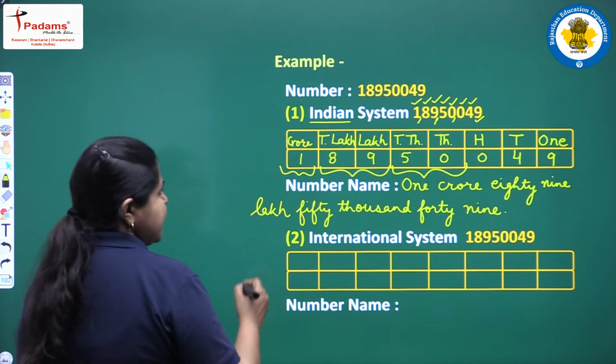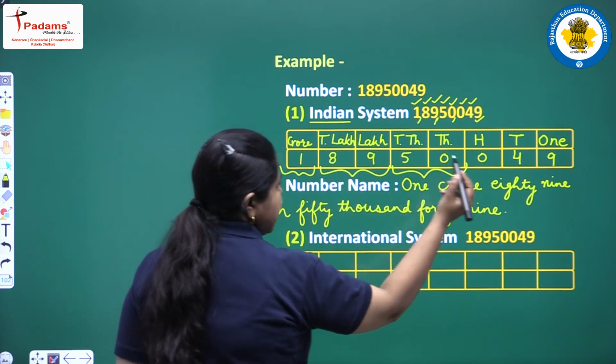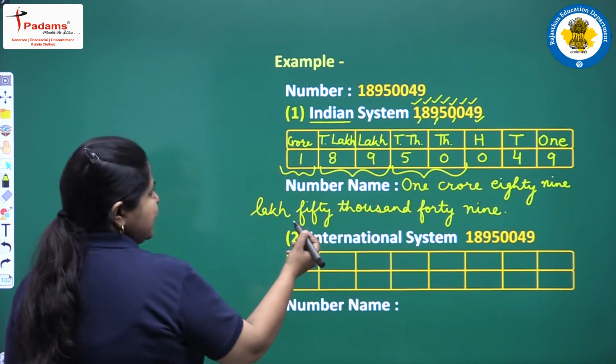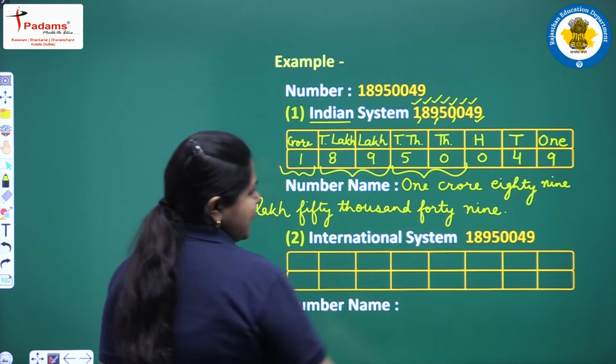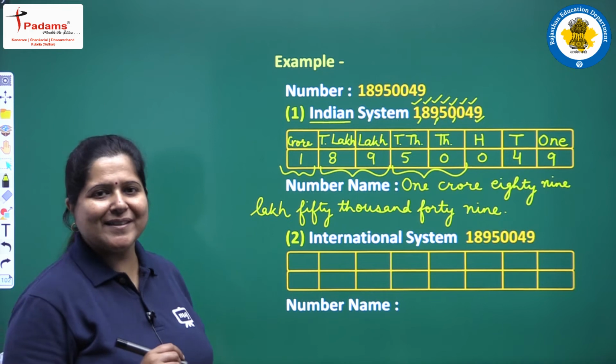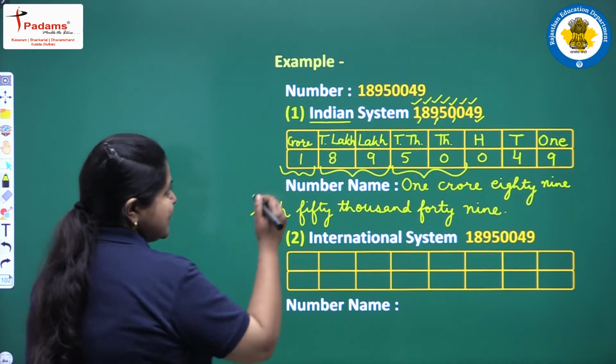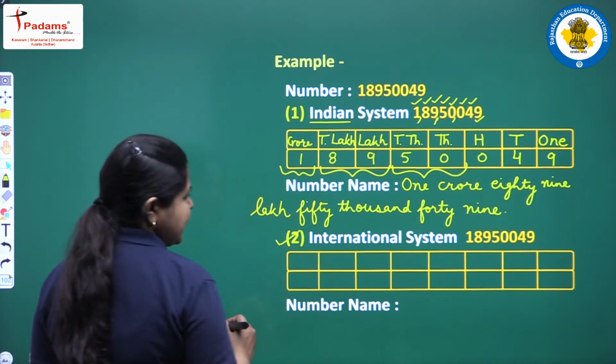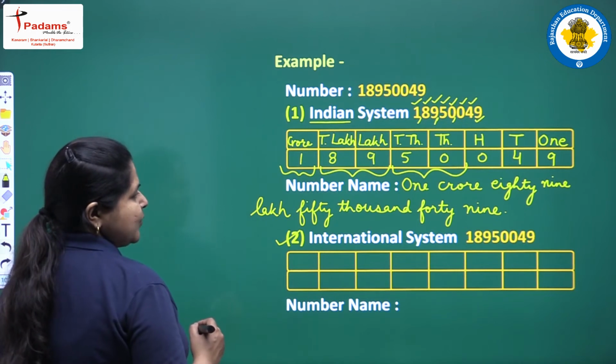So, the number name is 1 crore 89 lakh 50,049. This is according to Indian system of numeration. Next, we have the same number according to international system of numeration.